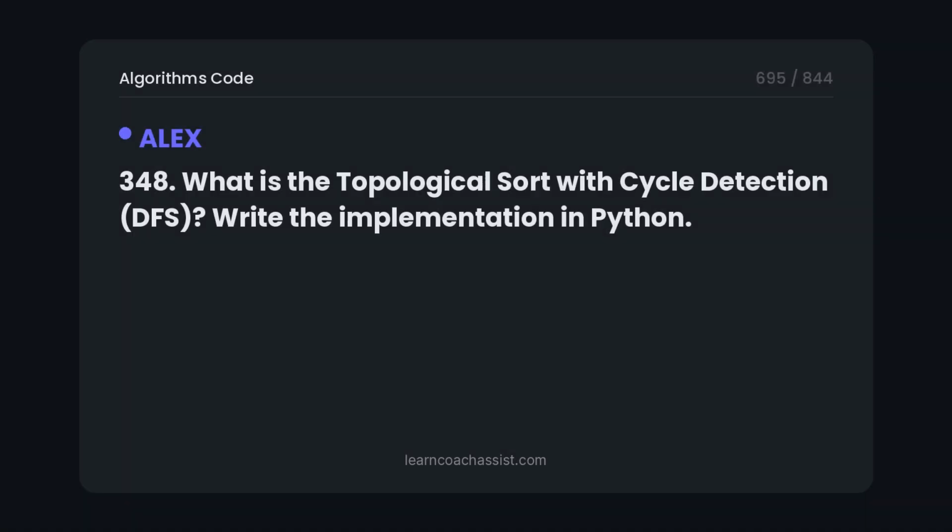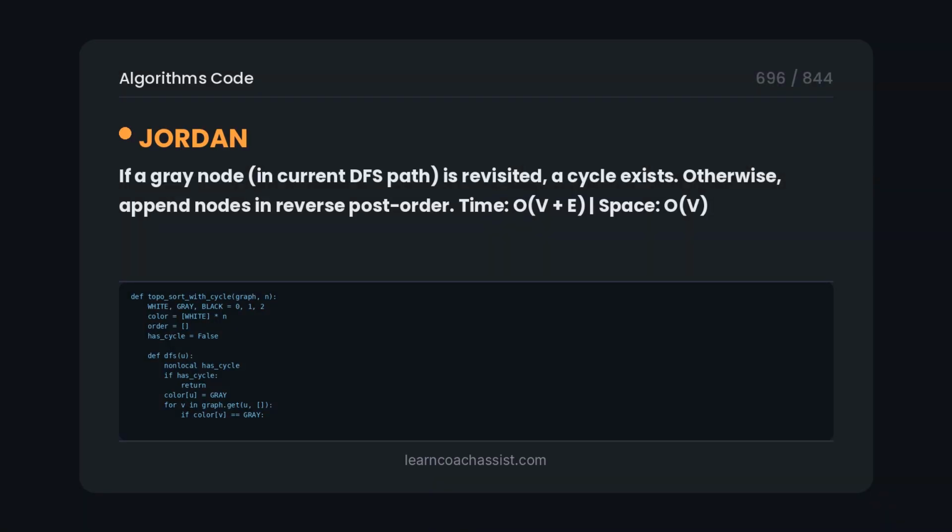348. What is the topological sort with cycle detection, DFS? Write the implementation in Python. If a gray node, one in the current DFS path, is revisited, a cycle exists. Otherwise, append nodes in reverse post order. Time O(V+E), space O(V).